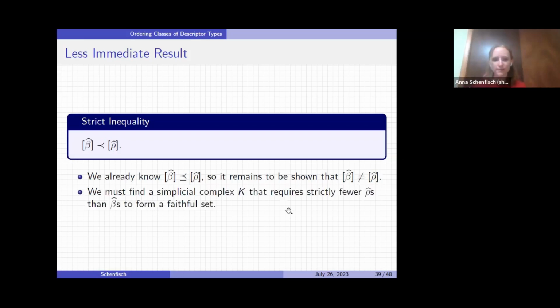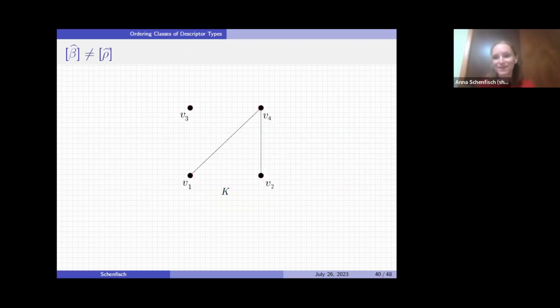What does that boil down to? It means that there exists some simplicial complex that requires strictly fewer augmented diagrams than augmented Betti curves to form a faithful set. So we need to identify such a complex. All right. So here's that complex, K. I'm claiming that it requires strictly fewer augmented diagrams than augmented Betti curves. So let's look at why that is true.